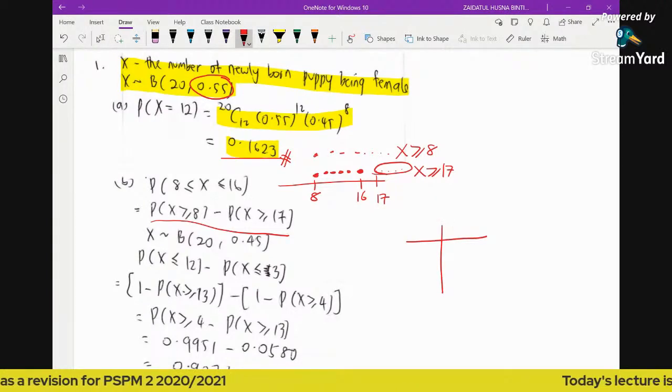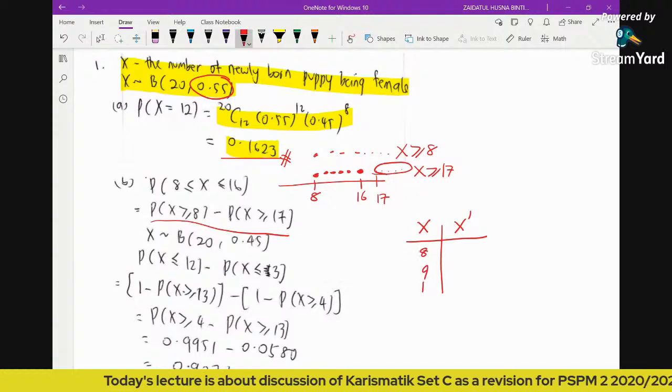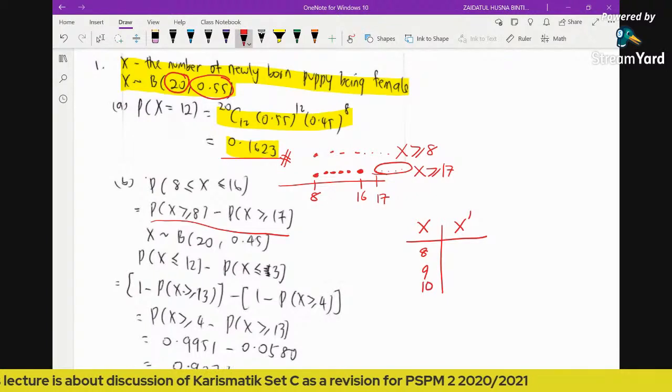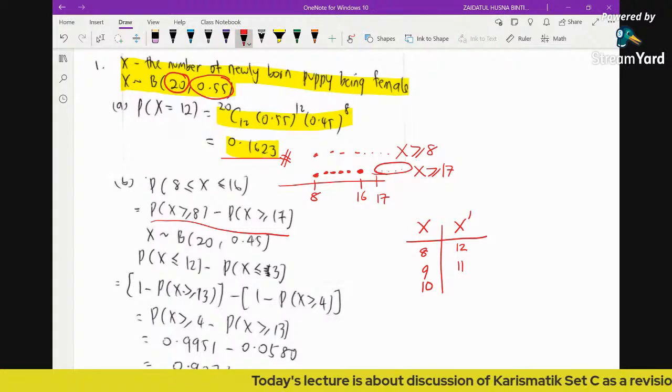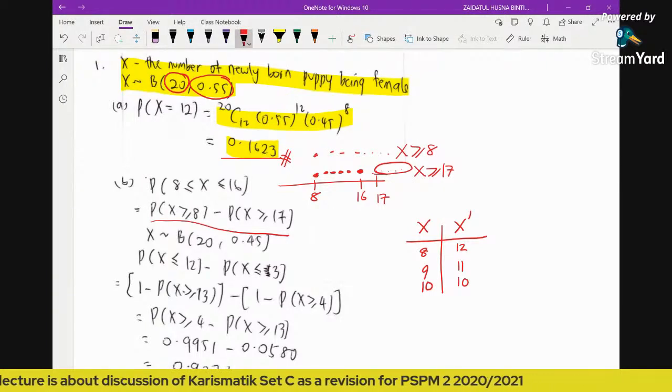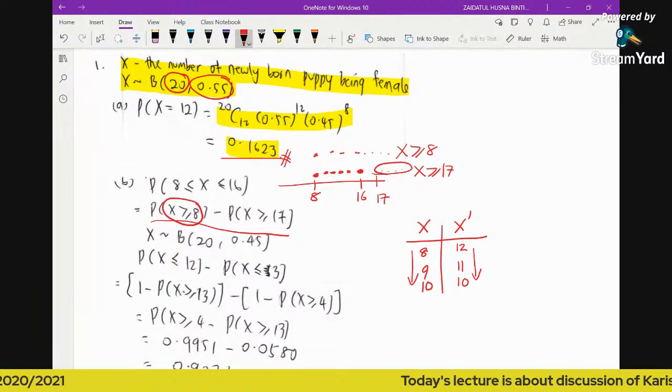Okay, now you want x greater than or equal to 8. So if you draw this, you have x and x prime. Greater than or equal to 8 means 8, 9, and 10. Now we have a total of 20 puppies, right? So if 8 are females, for sure there are 12 male puppies. And then here, 9 females, so 11 male, 10 female, and 10 male. So now you can see that as x gets larger, x prime gets smaller. So x greater than or equal to 8 is equivalent to x prime less than or equal to 12.